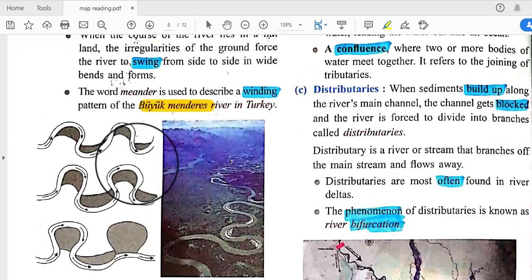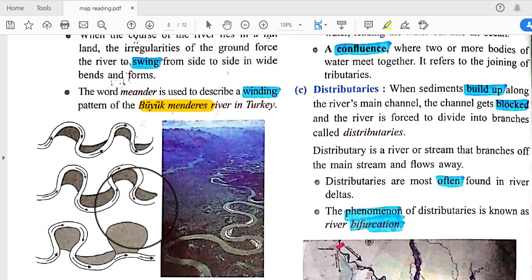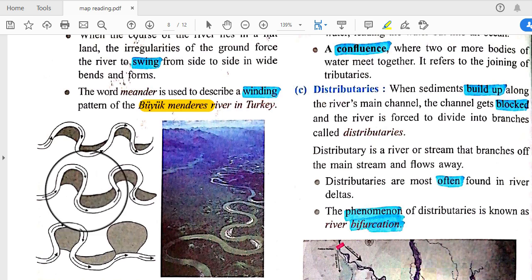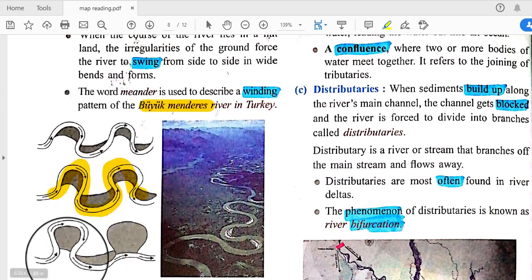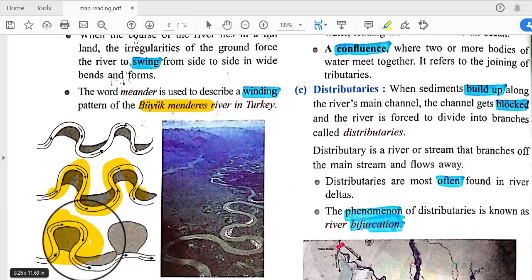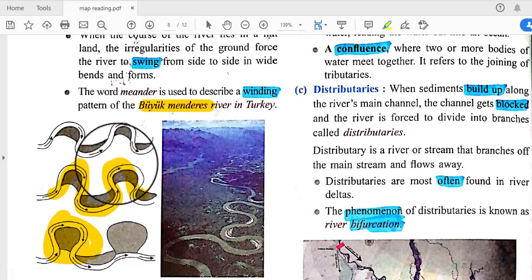This meander is developed, and through a certain process they create the oxbow lake. These are called oxbow lakes, and they are made from the meanders.